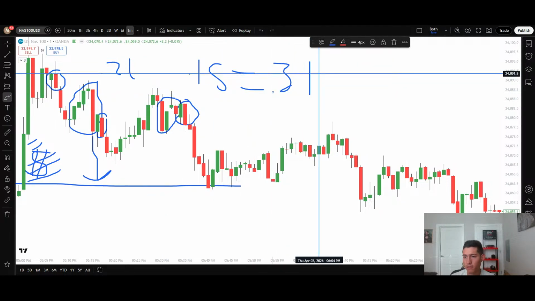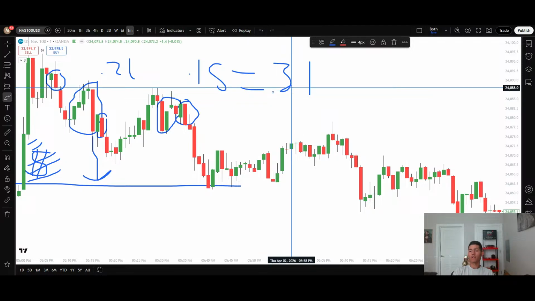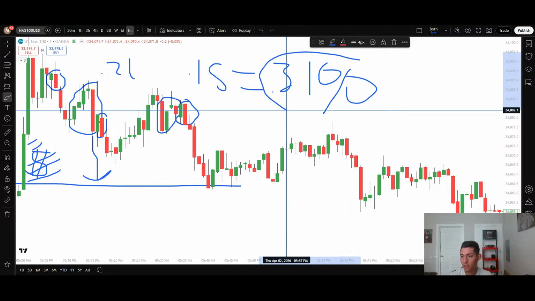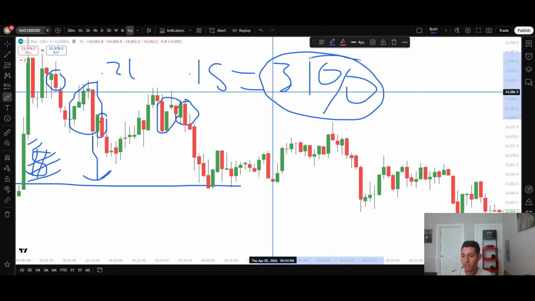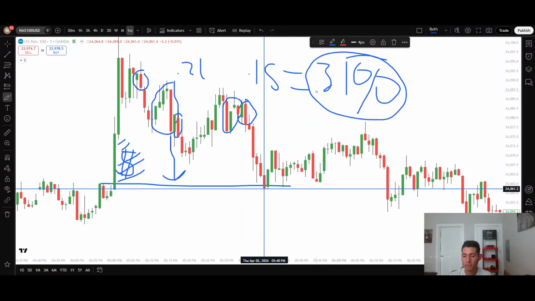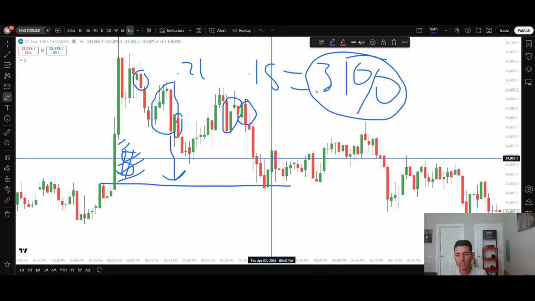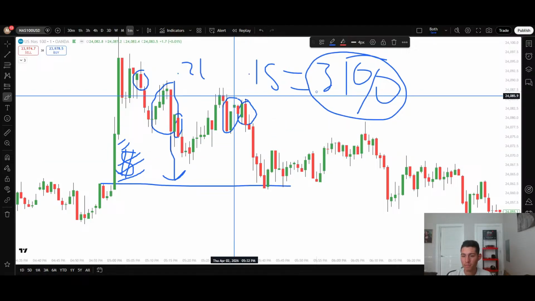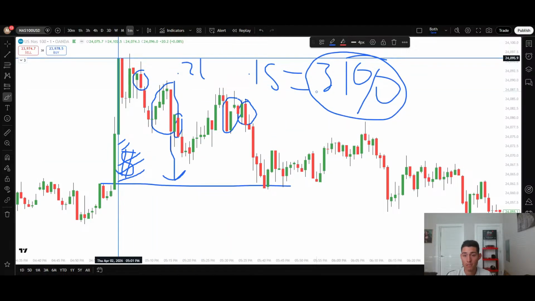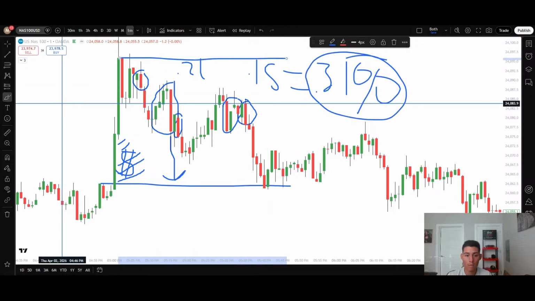Would have had a third of a percent, 369. Yeah, that's a third, right? Well, technically it would have been 33, I believe. But you would have made 0.31% on this trade alone in 25 minutes, I believe I said, somewhere around that area. How much would I have risked? I don't know. Stop loss definitely would have been right over here, though.